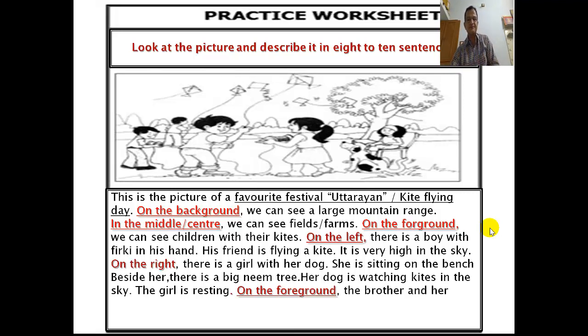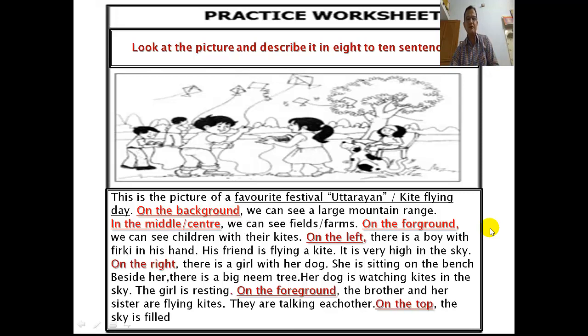Now in this picture, first we decide the title of this picture. Generally we know very well it is Uttarayan and Kite Flying Day. Then on the background, see this background, here and here. You can see a large mountain range, and in the middle center, that is here, farms and fields. On the foreground, now here this is the foreground. In the foreground, children with their kites.